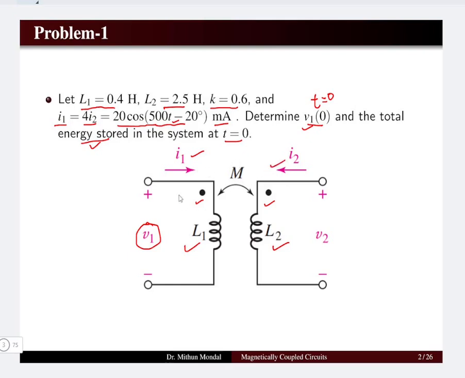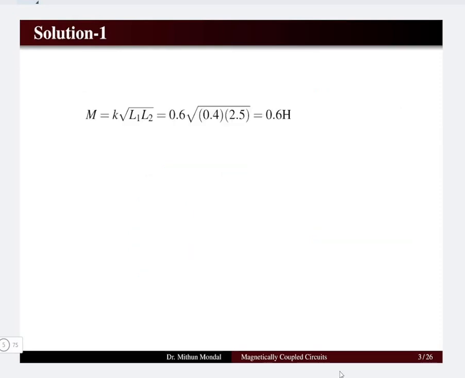We can see that both the currents are entering the dot. It means the mutual inductance induced voltage will be positive in nature. So we will see the solution.